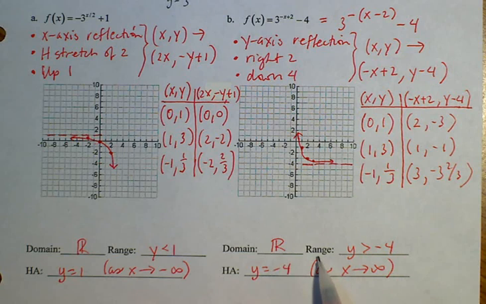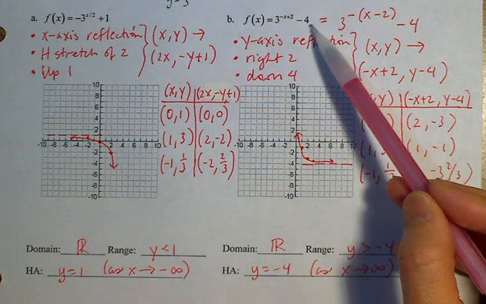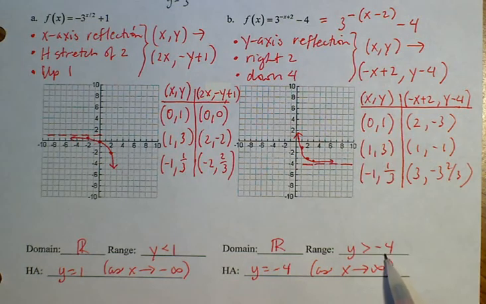Okay, so my domain is all reals. The range is y is greater than negative 4. Right, so again, the vertical translation is affecting this number, it is affecting the range. And since I don't have an x-axis reflection, it still stays as greater than. So y is greater than negative 4. And then the horizontal asymptote matches up with the range in terms of the numbers. So it'll be y is equal to negative 4, as x approaches positive infinity.